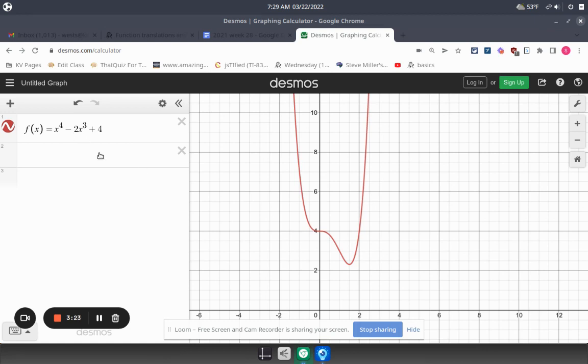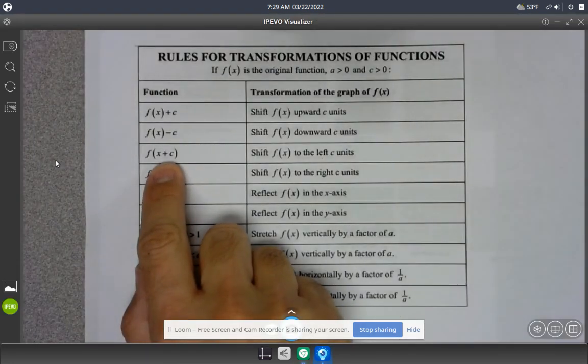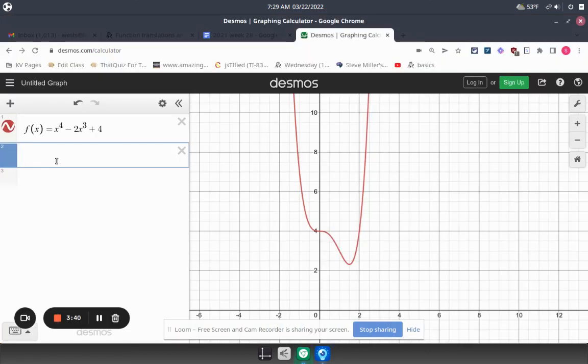Let's go ahead and look at an example of this. So I've got this quartic red function here graphed. And what I want to do is move it 3 units to the left. So the rule for moving to the left is you have to add on the inside of the parentheses. So that's what I'm going to do. Let's say I want to move it 3 units over. I'll do f of x plus 3.